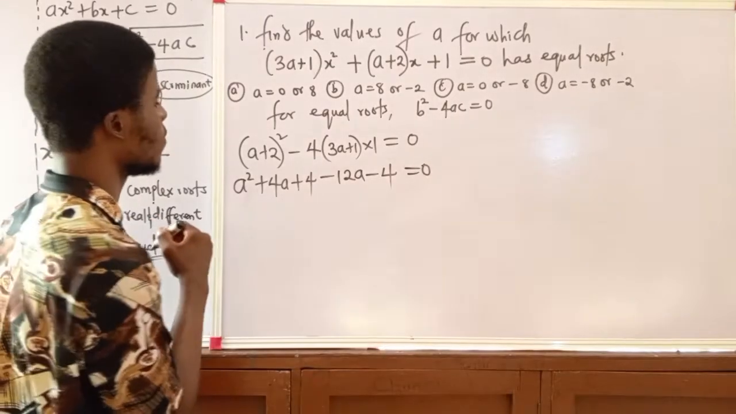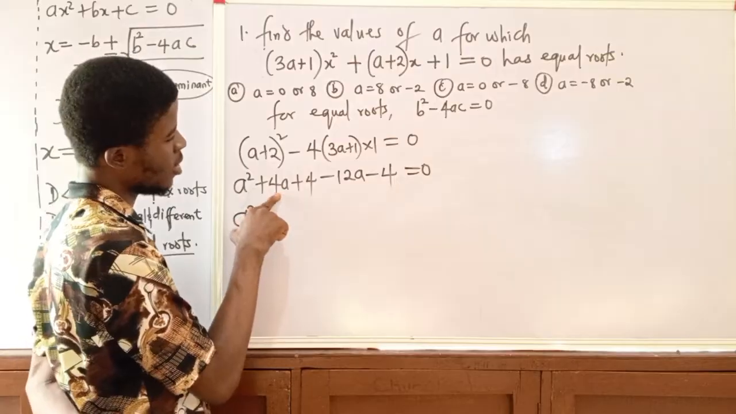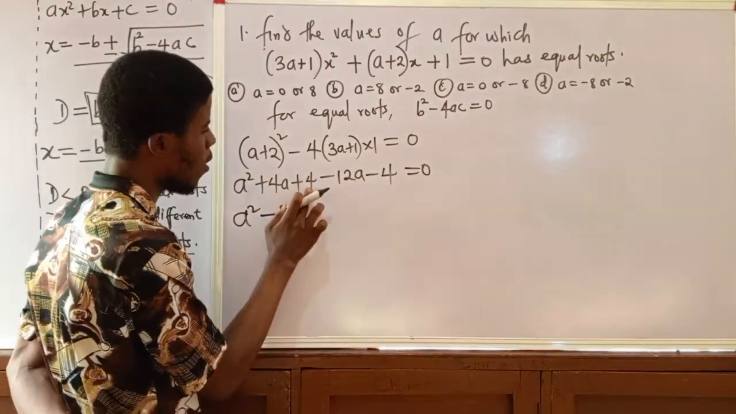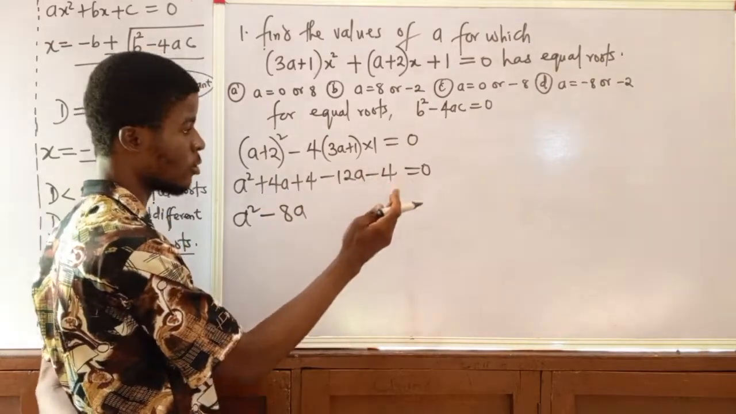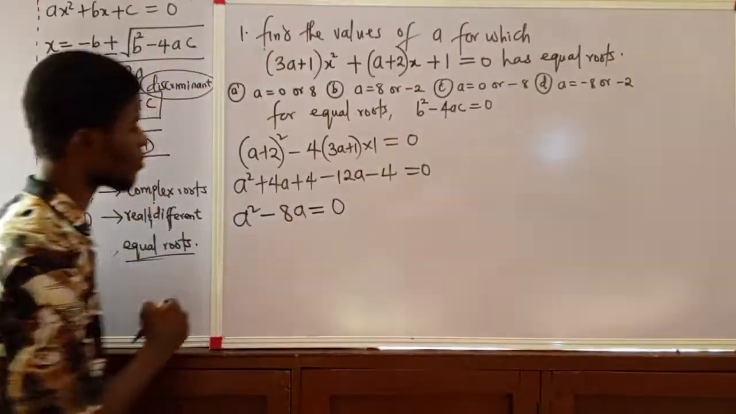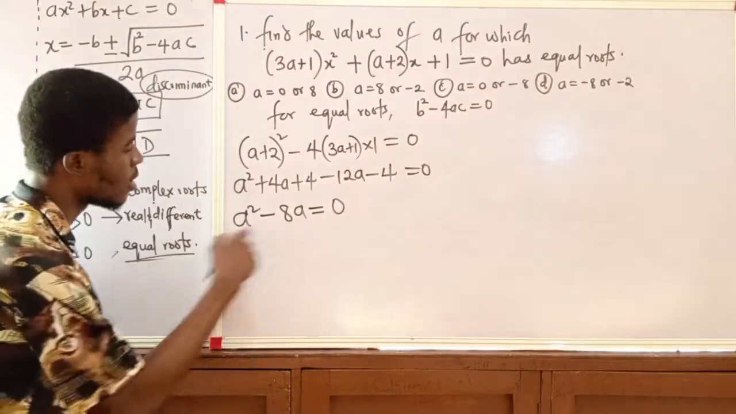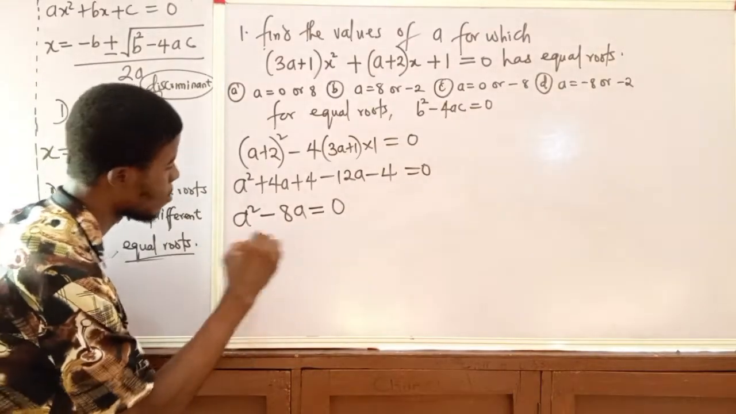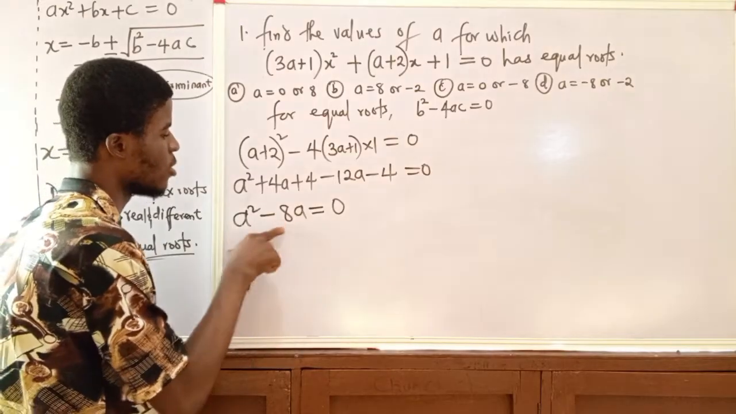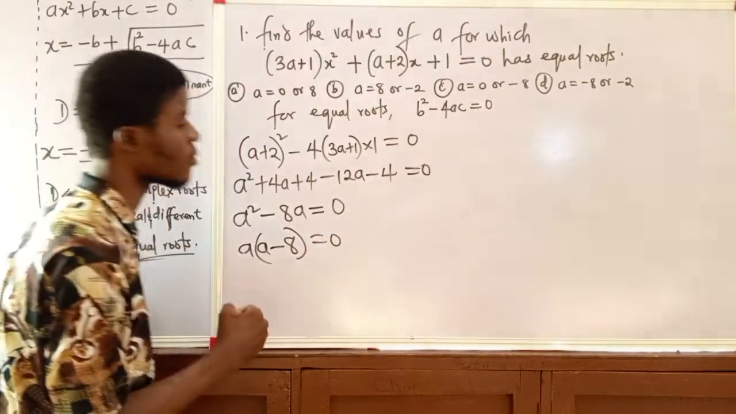So let's simplify and solve the quadratic equation. a squared, 4a minus 12a is minus 8a. 4 minus 4 is 0. So we are having just a squared minus 8a equal to 0. We are going to solve this quadratic equation to obtain two values for a. Let's factorize. a can come out. a squared divided by a is a. Minus 8a divided by a is minus 8, equal to 0.